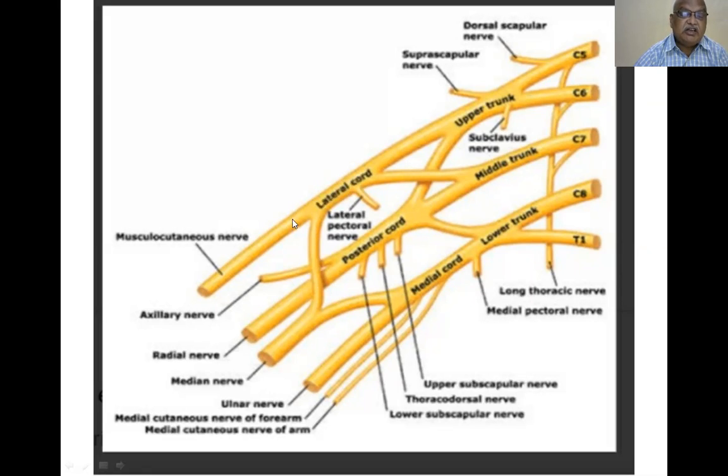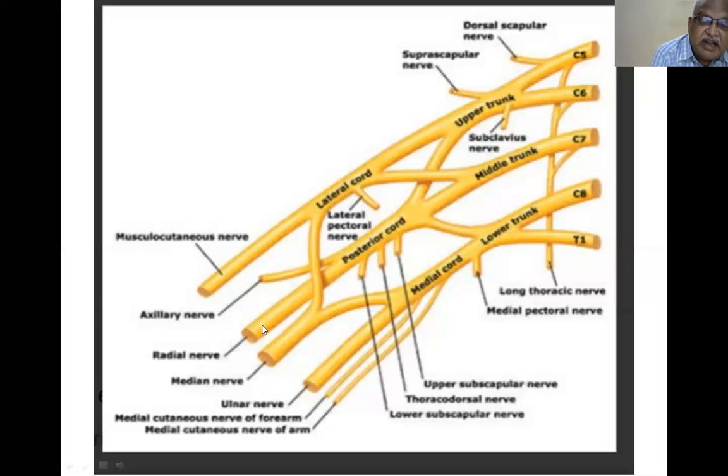So the lateral cord continues as the musculocutaneous nerve. Now the posterior cord gives origin to the upper subscapular nerve, thoracodorsal nerve, and lower subscapular nerve. And again it divides, a bifurcation, into the axillary nerve, and the radial nerve is nothing but a continuation of the posterior cord.